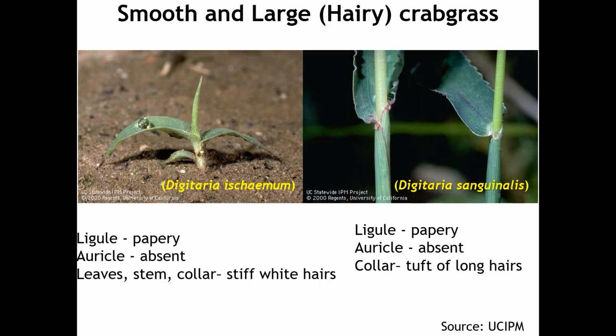Then we have the crabgrasses, which are very common summer grasses in our vegetable cropping systems: the smooth crabgrass, the large crabgrass, and the hairy crabgrass. Both smooth and large crabgrass have papery ligules but no auricles. The hairy crabgrass, by the name itself, has long hairs or a tuft of hairs at the collar region, compared to the smooth crabgrass, which does not have as long hairs, but it does have stiff white hairs which are shorter in length than the hairy crabgrass.